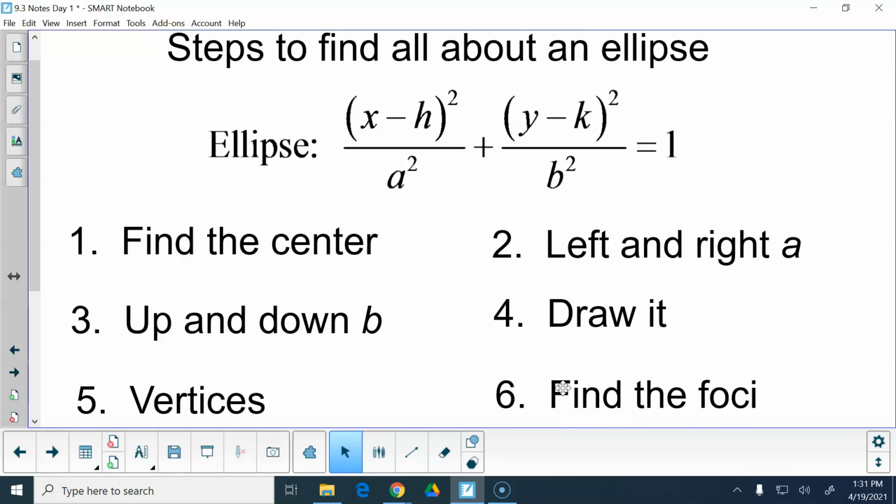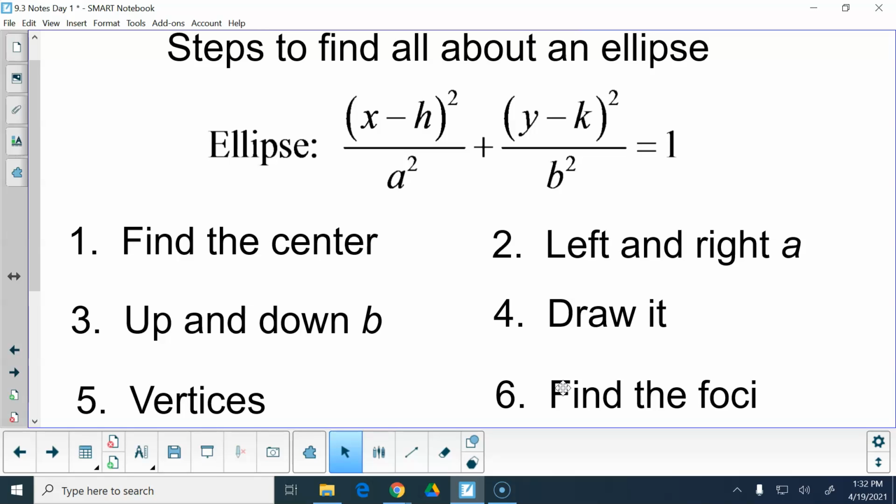Okay? So first off, you're going to find the center. Then you're going to look underneath the x part to give you your left and the right. Then you're going to look underneath the y part to get your up and your down. That is going to allow you to draw it. Then you can find your vertices and points of the biggest or the longest side, or longest axis. And then find the foci. C squared equals the absolute value of A squared minus B squared.